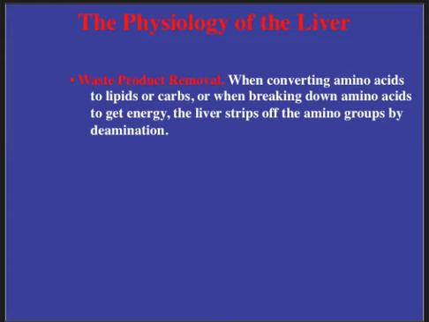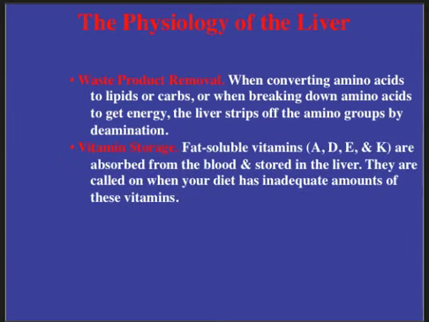When you convert amino acids to lipids or carbs, or when you break down amino acids to get energy, the liver has to strip off that nitrogen of the amino acid in a process called deamination. Now, where does that nitrogen atom go? It ends up being part of a urea molecule. Generally, we don't tolerate very high levels of straight ammonia, which is the other form of nitrogenous waste that enters the bloodstream, and that's why the liver has a major role in detoxification by forming this waste product, which, again, you don't want to accumulate to levels too high in the bloodstream, but urea is less toxic than ammonia.